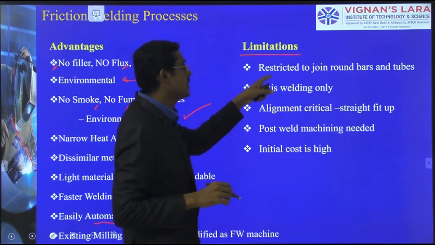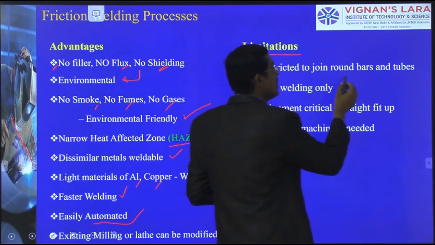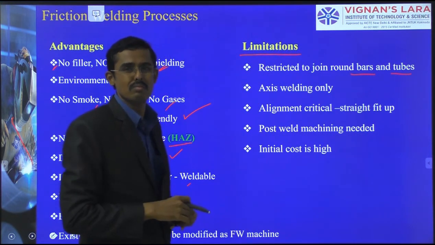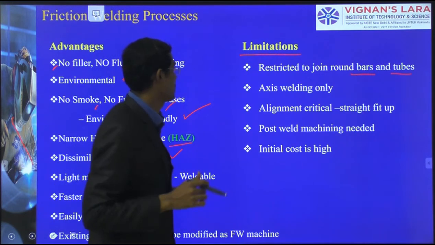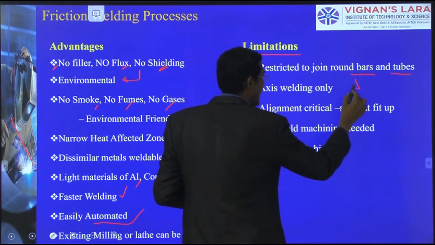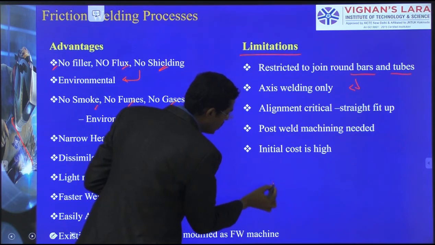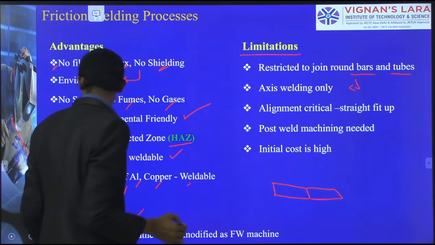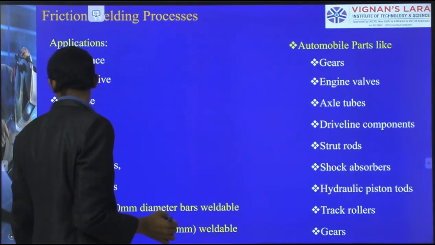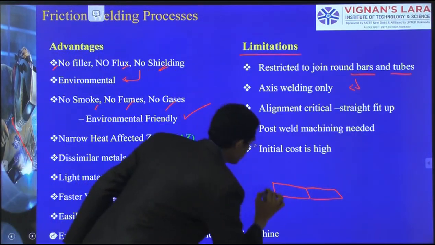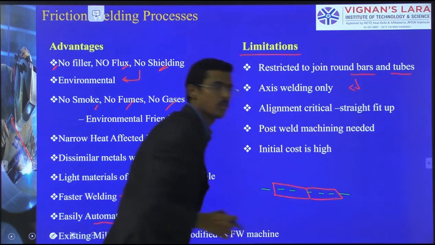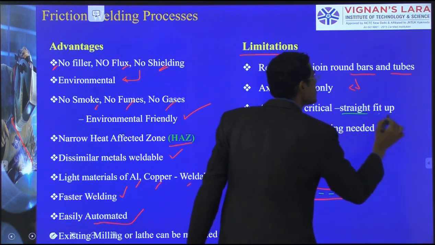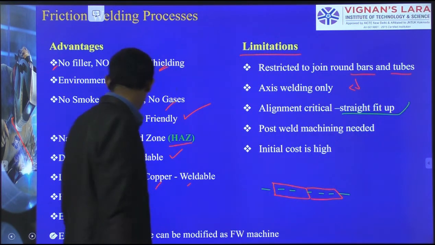Limitations. Restricted to joining round bars and tubes only. A flat plate is not possible. So that is one of the major limitations. I am naming this as axial welding. What is this axial welding? Two objects are to be kept like this, on this axial path. So these axial parts we are keeping. Likewise, only it is possible.